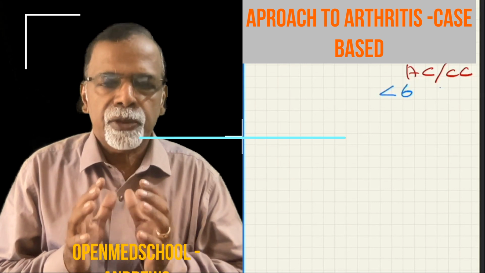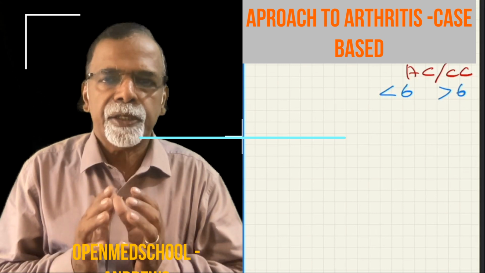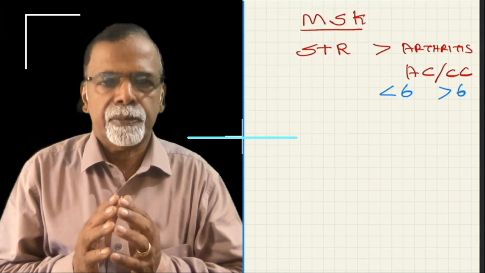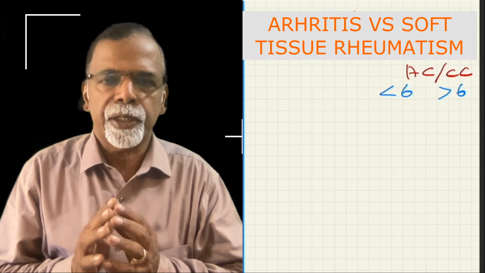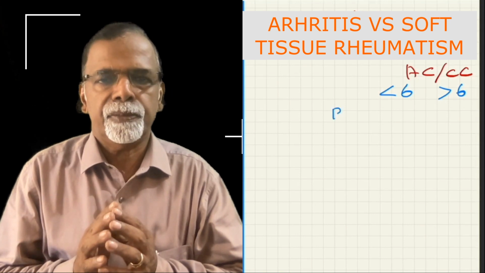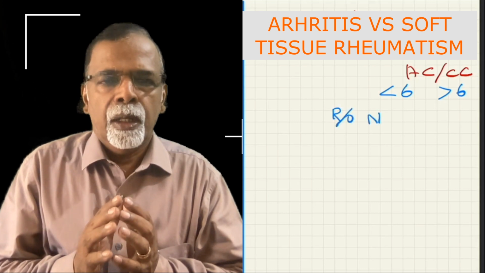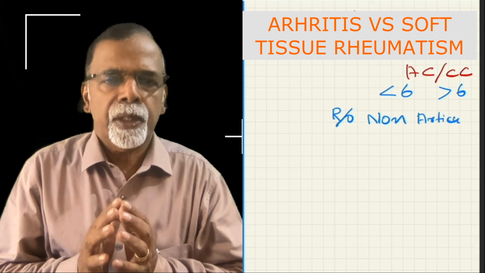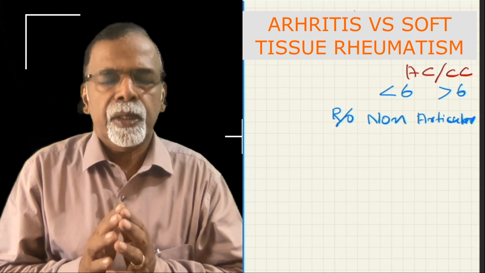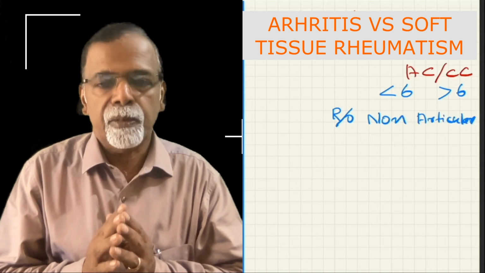And whenever you use the term arthritis, you should be definite that it is articular. Rule out non-articular problems like bursitis, tendinitis, enthesitis, etc. And our aim should be to have a proper diagnosis and timely therapy and avoidance of unnecessary laboratory testing.